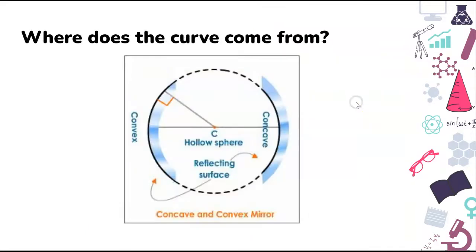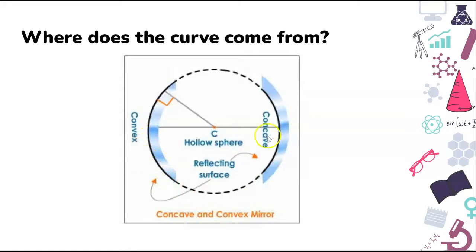All right. So where do those curves come from? Well, those curves are actually just parts of a giant sphere, or like a ball. If you were to extend the mirrors out, so here we have a convex mirror. So we've got the surface out here is the reflective surface. If we just kept drawing the surface, it would just keep going around and around and around, and eventually it would come back to the beginning, right? We'd end up creating a sphere.